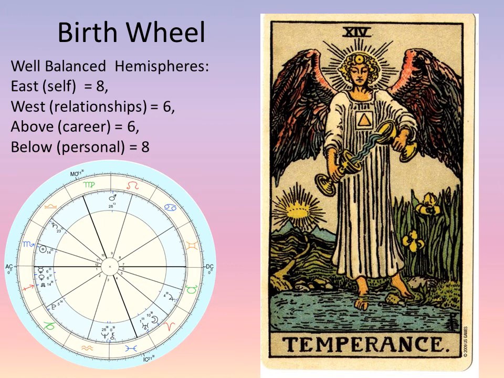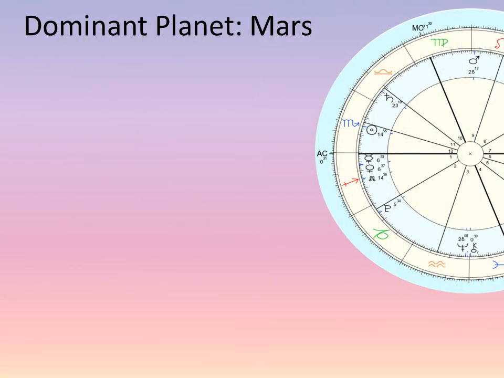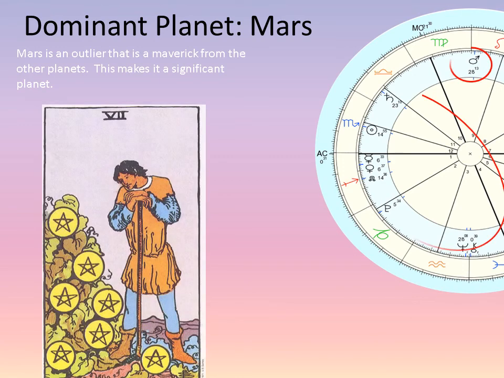He has more going on in the 1st, the 12th, so wherever there's a cluster, or where the planets are, shows that there's more emphasis there. So, anyways, his dominant planet through all those criteria we talked about before is Mars. So if you look at Mars in the chart, it's kind of out there by itself, which is called an outlier. An outlier that is a maverick from the other planets. This makes it a significant planet because all the other planets are kind of over on one side, and then you have this one planet that's out there.